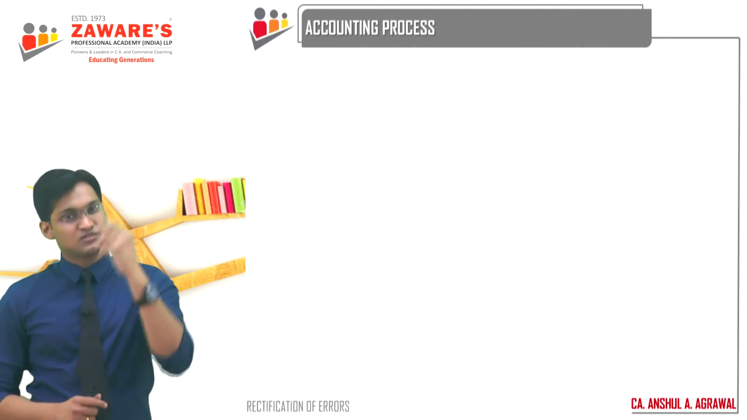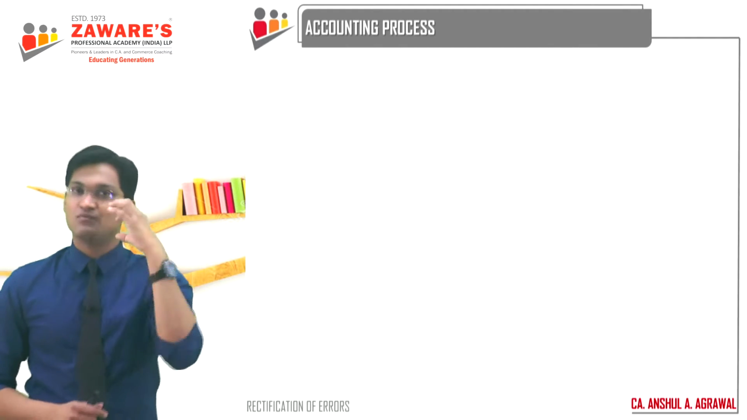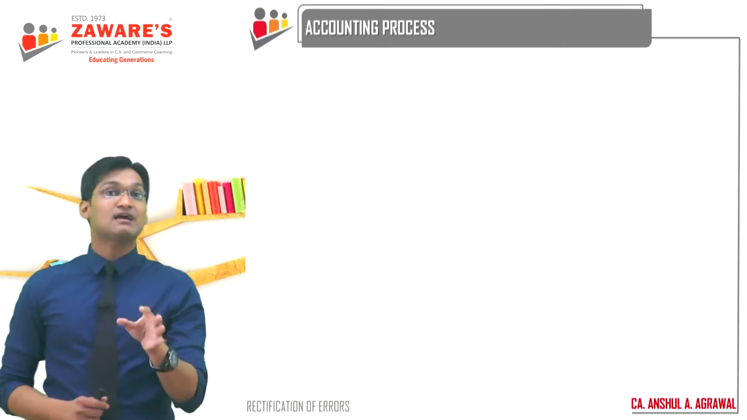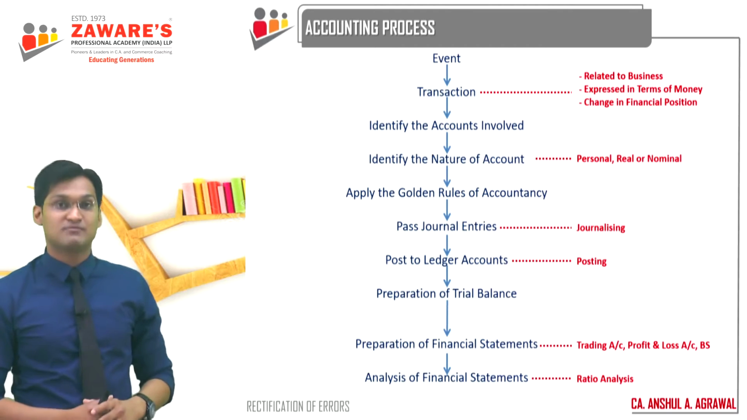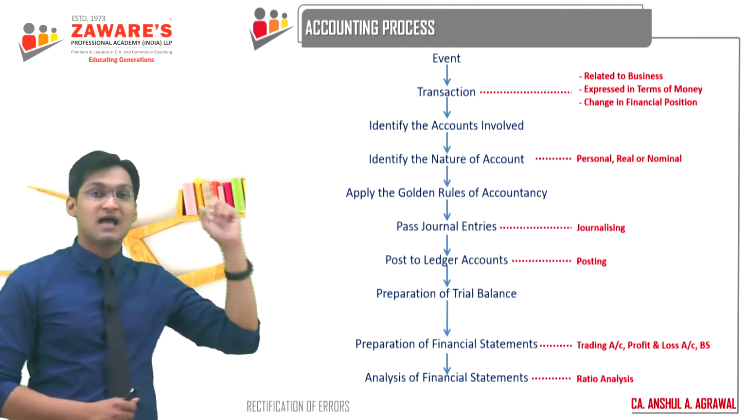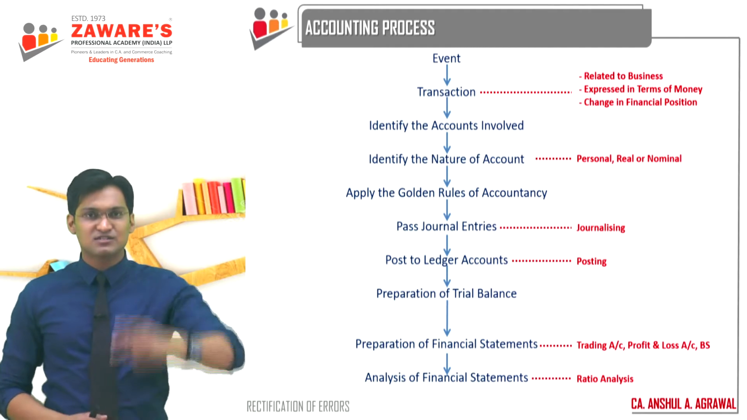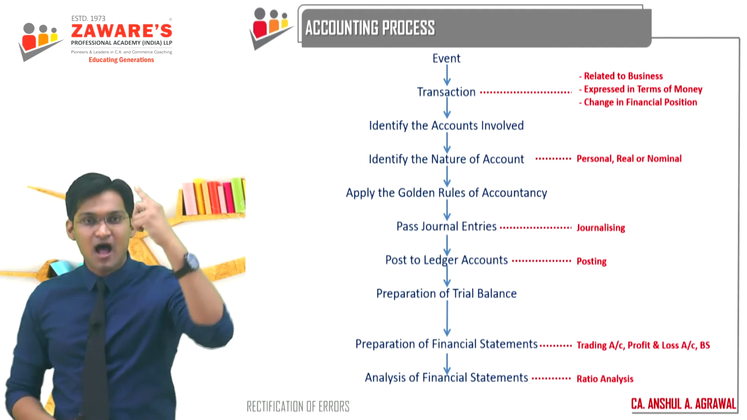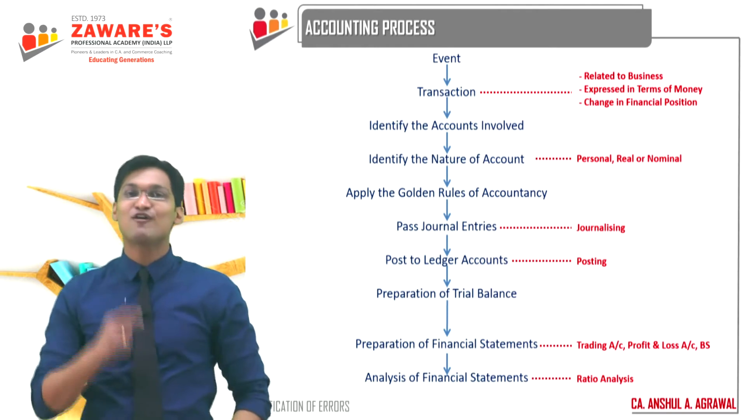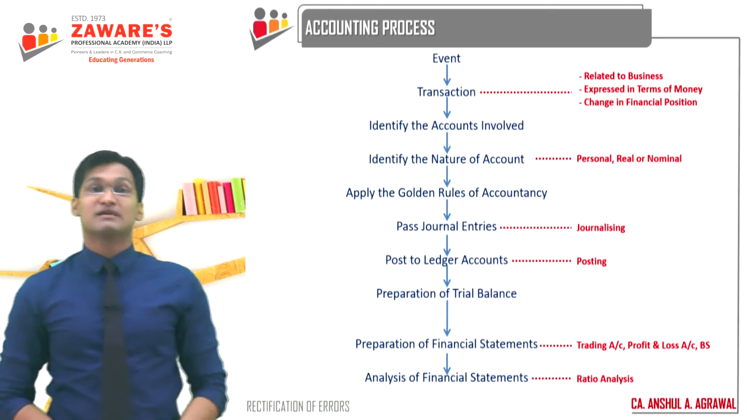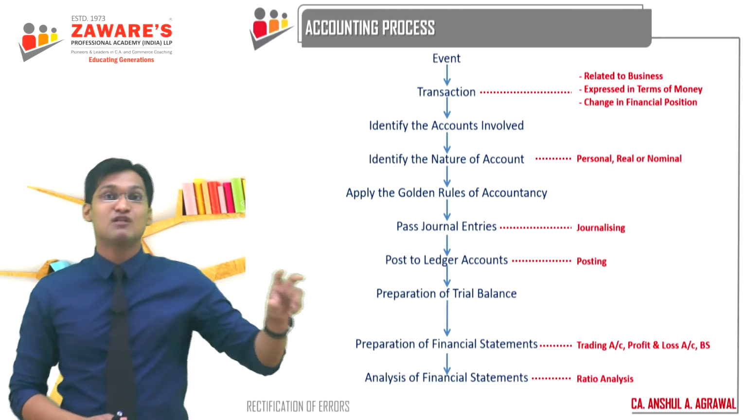Now again, as we always do in all the chapters, we'll begin with why we are studying this topic. So I'll again connect you to the accounting process, which we have already studied in chapter number 2. Accounting process starts with an event. To that event, you ask 2 questions: is it related to business, and can it be expressed in terms of money? If the answer to both questions is yes, you check whether there is any change in financial position.